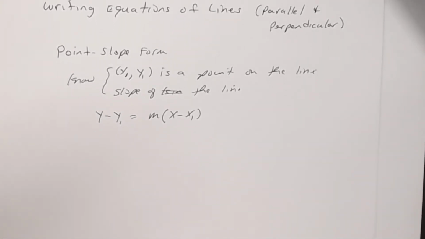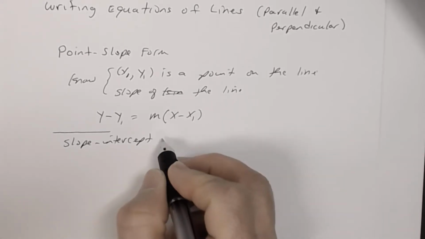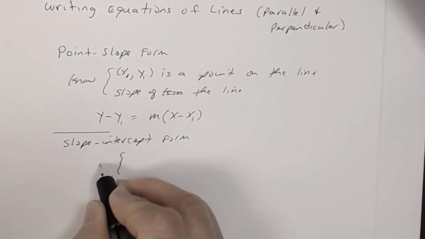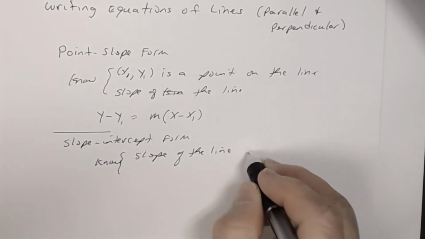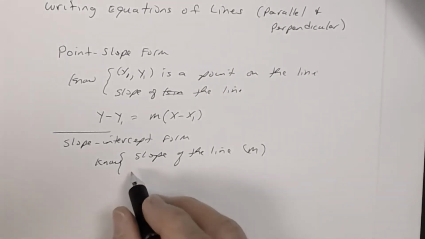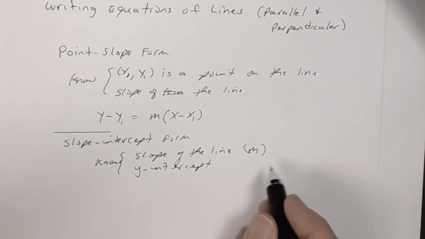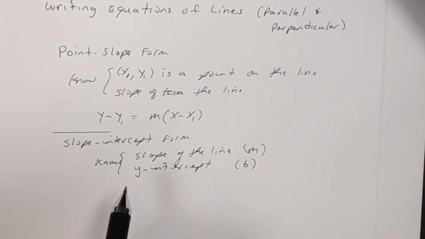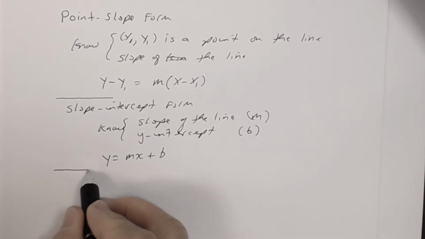Then another form you need to remember is slope-intercept form. Slope-intercept form says this: if you know the slope of the line, and we'll denote it as m, and if you know the y-intercept, where the graph crosses the y-axis, which we'll denote as b, then given those two pieces of information, you can write the equation for that line as y equals mx plus b.